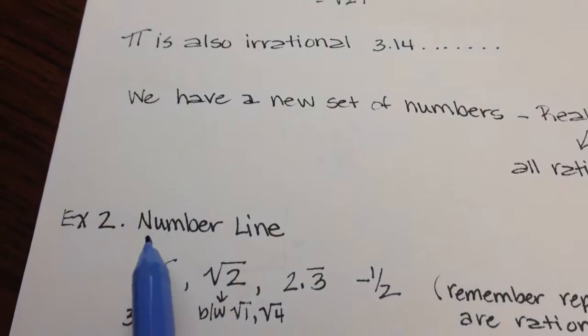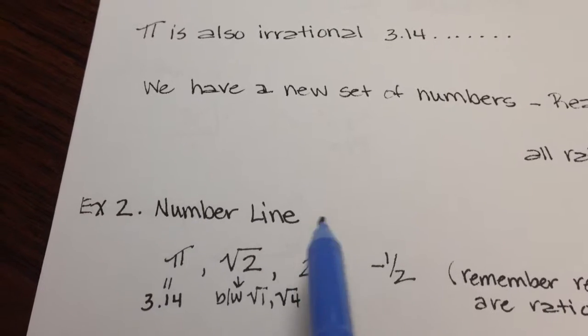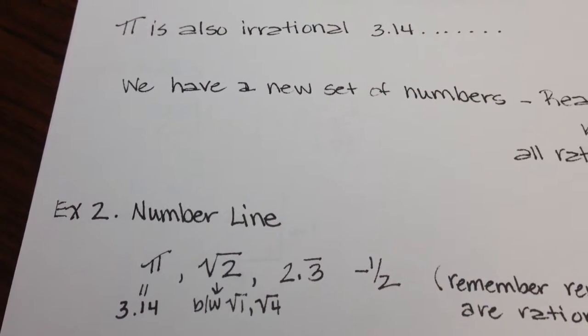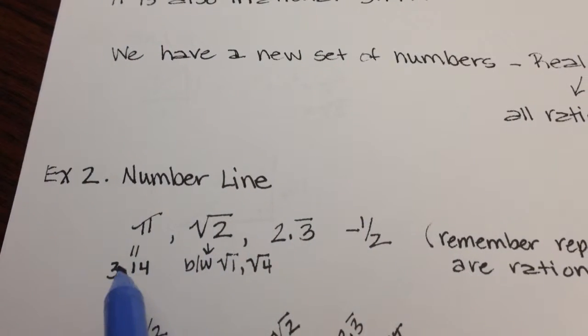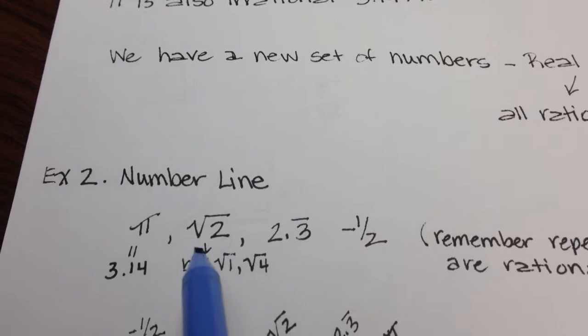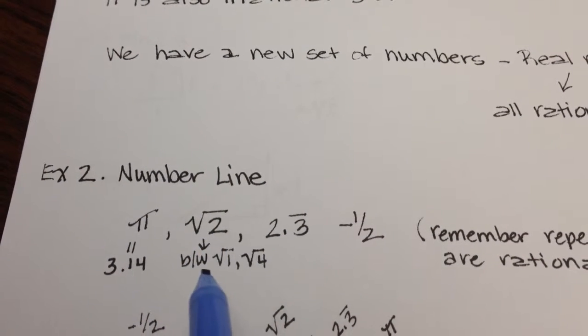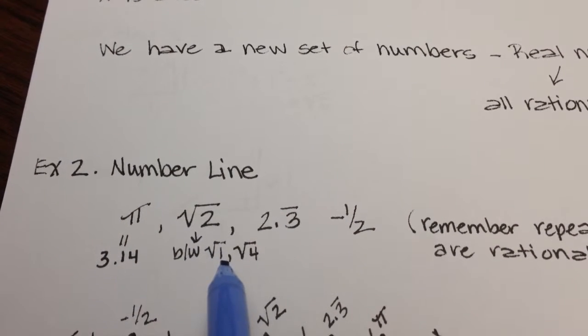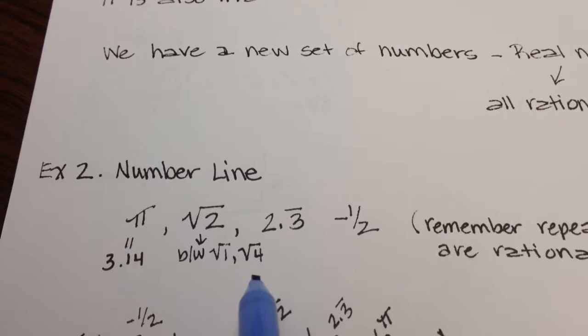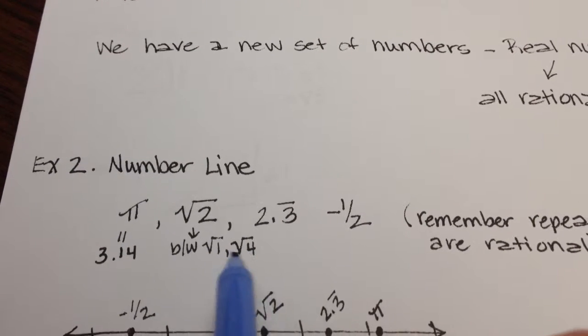So they are going to ask you quite often to put square roots on a number line when they don't really have a perfect square. So let's say we have pi. Well, we know that's 3.14 something, something. We know that the square root of 2 is going to be between the square root of 1, which is 1, and the square root of 4, which is 2. So it's going to be between 1 and 2.